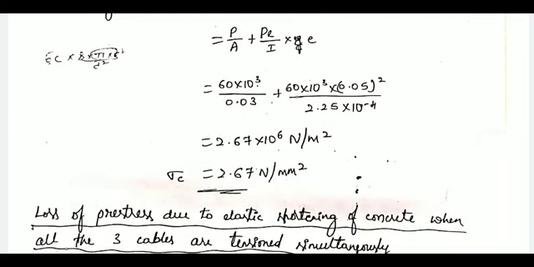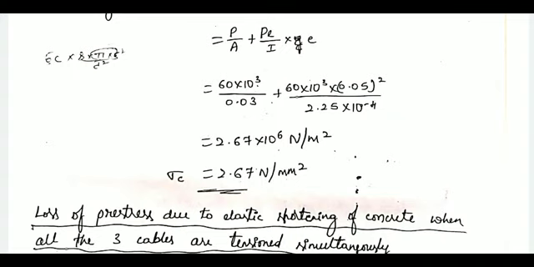Yes, now the next thing is a very important one. Loss of prestress due to elastic shortening of concrete when all 3 cables are tensioned simultaneously. So in the previous class I told you, if the number of cables are tensioned simultaneously in the case of a post-tensioned beam, then the loss due to elastic shortening is 0.